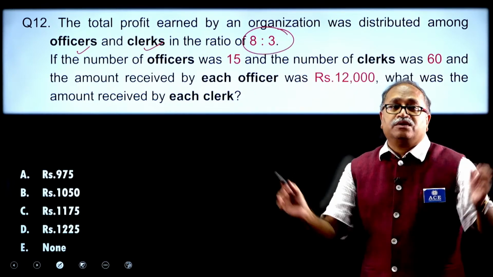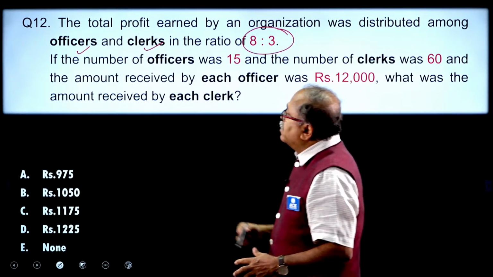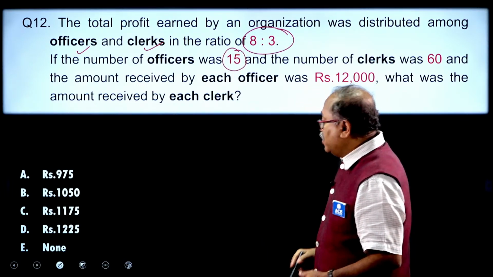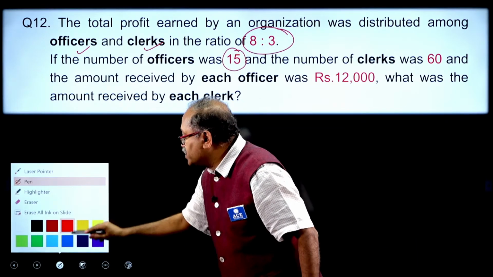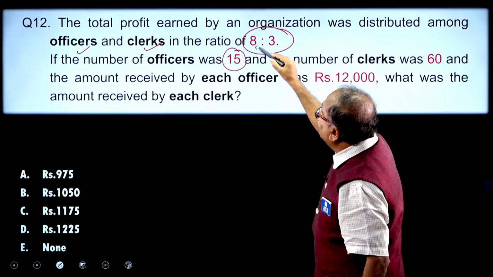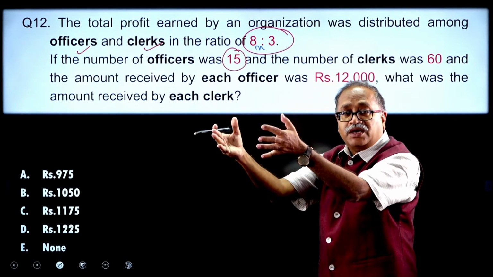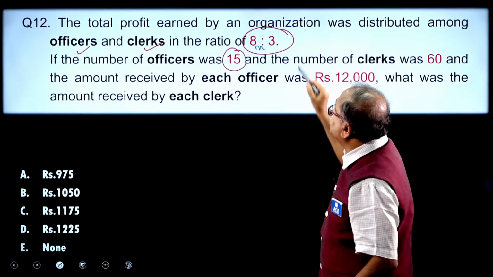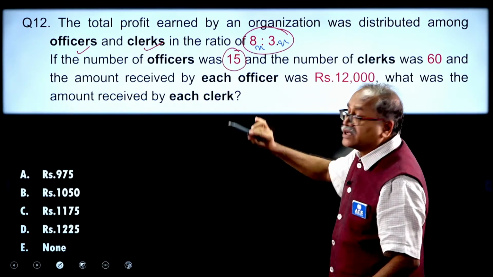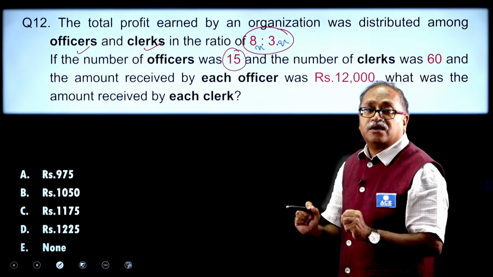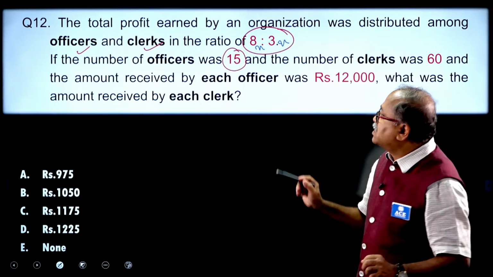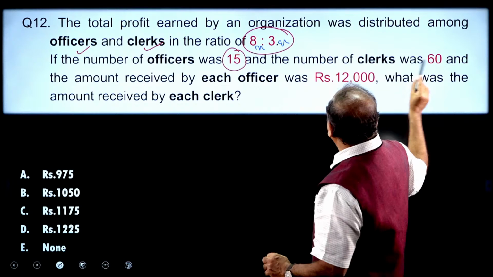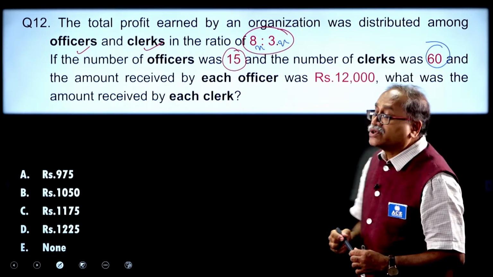Total profit is distributed 8:3. The number of officers is 15. Now, I am just giving the clue also. If the officers take 8x profit, all officers, that means 15 officers take 8x, then the non-officers, the clerks, take 3x. I do not know how many clerks. The total got 3x. Further, the clerks are 60.